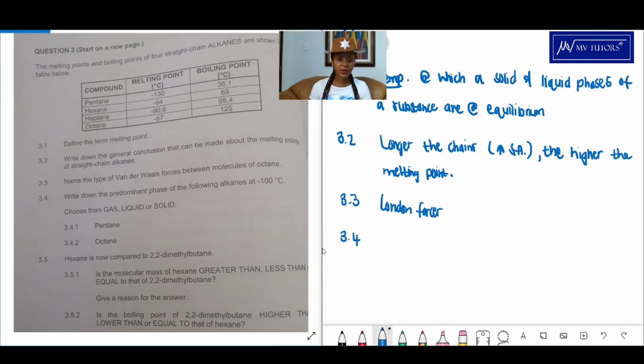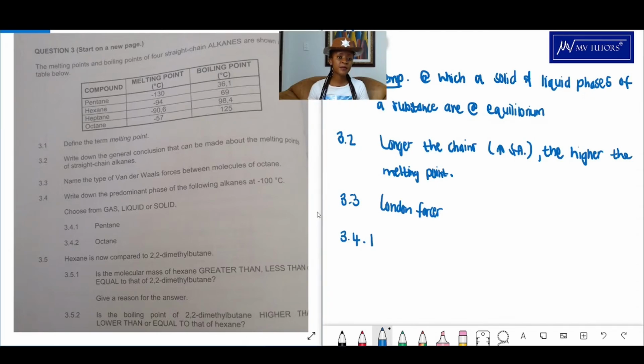And then 3.4, write down the predominant phase of the following alkanes at negative 100 degrees Celsius. So choose from gas, liquid, or solid. Okay, if we have a look at pentane, pentane is negative 100, when it starts to melt.